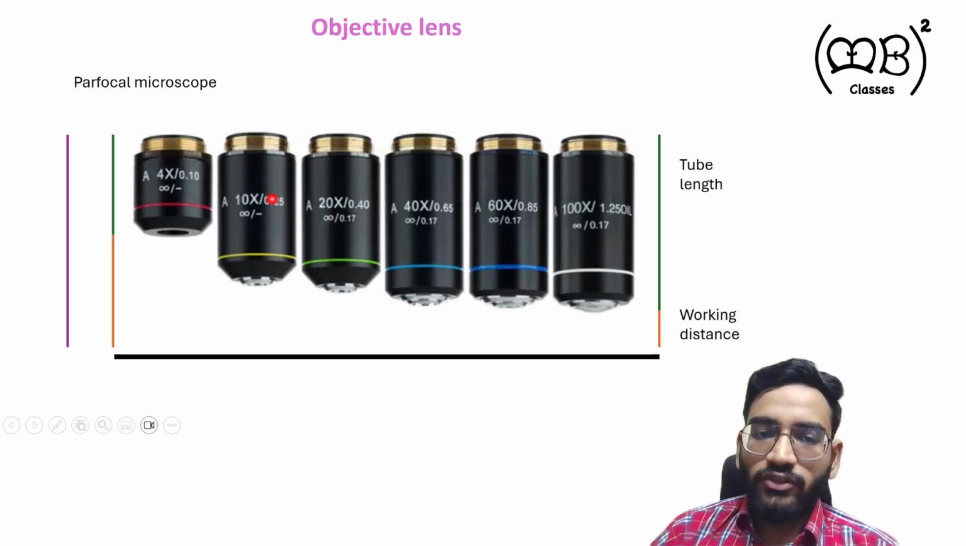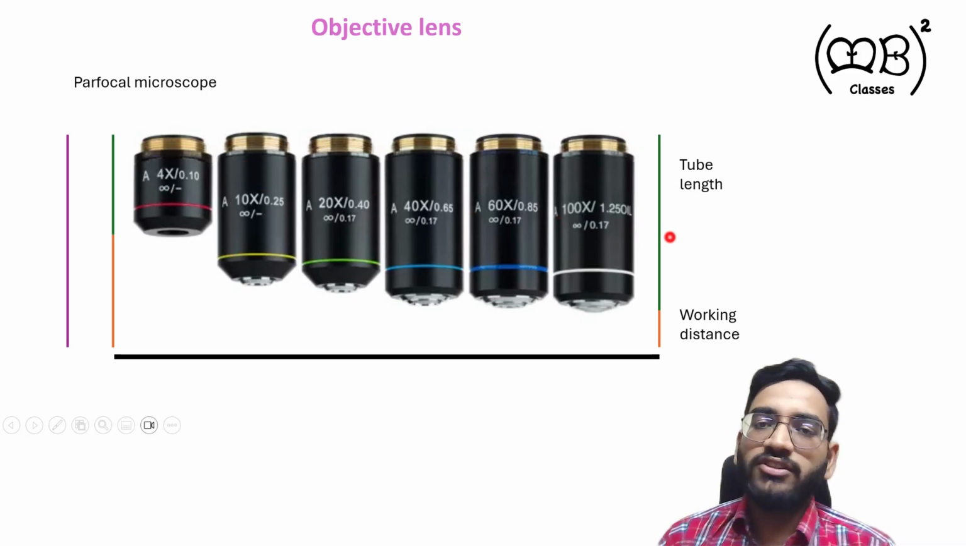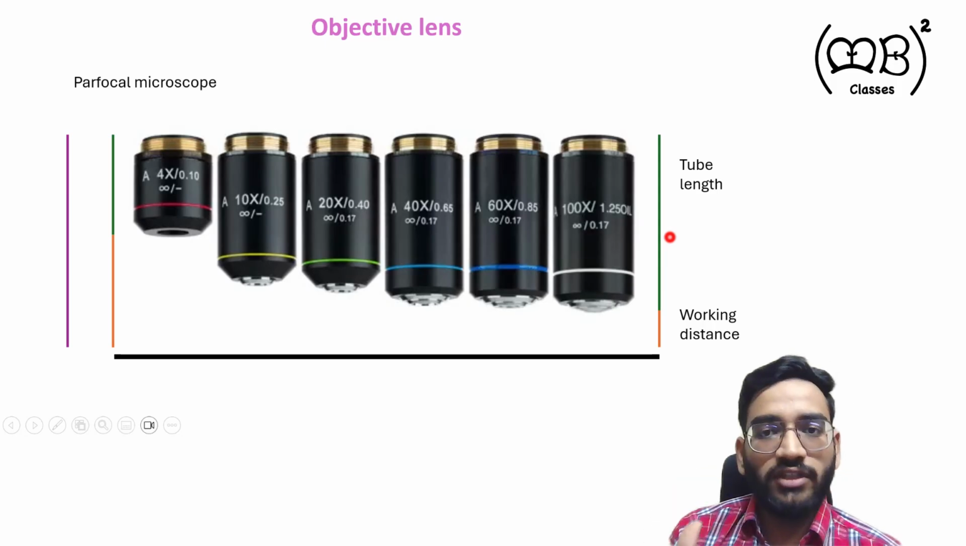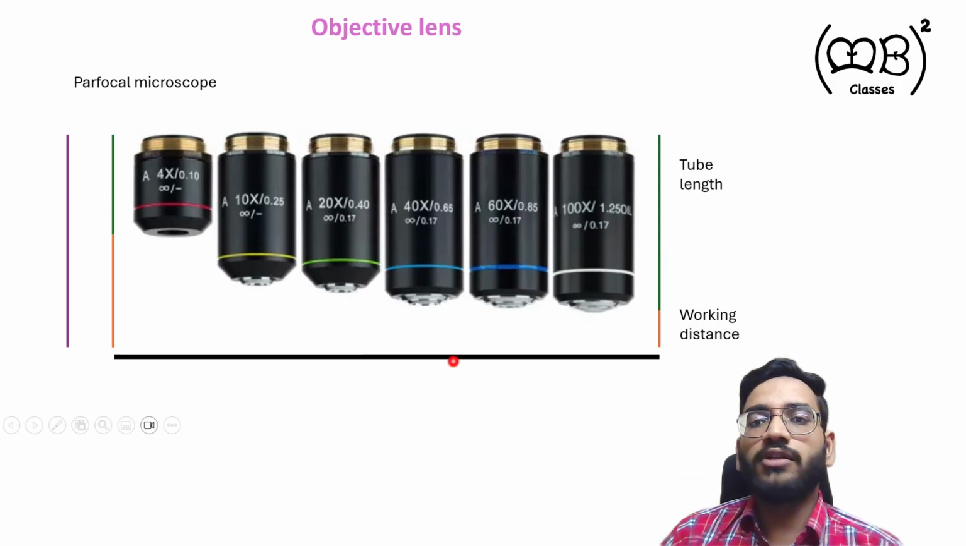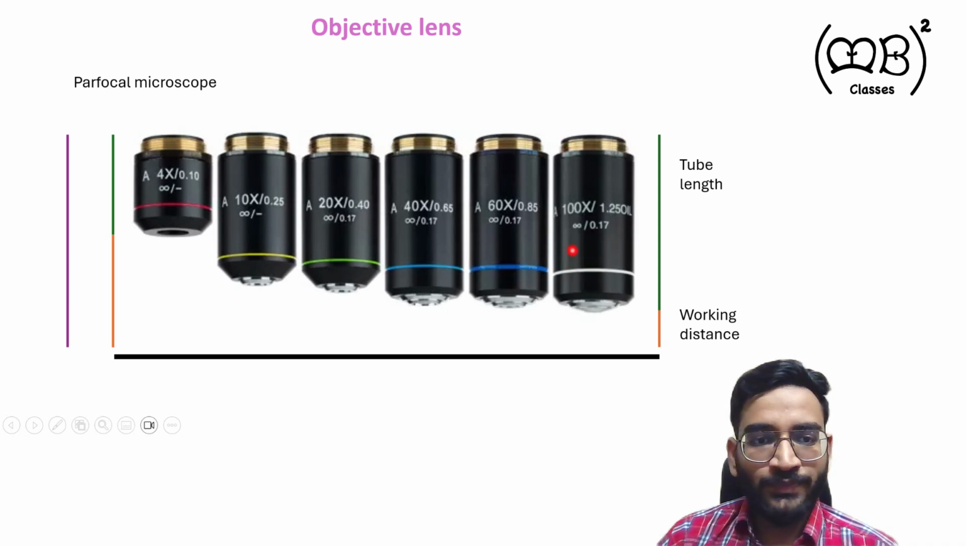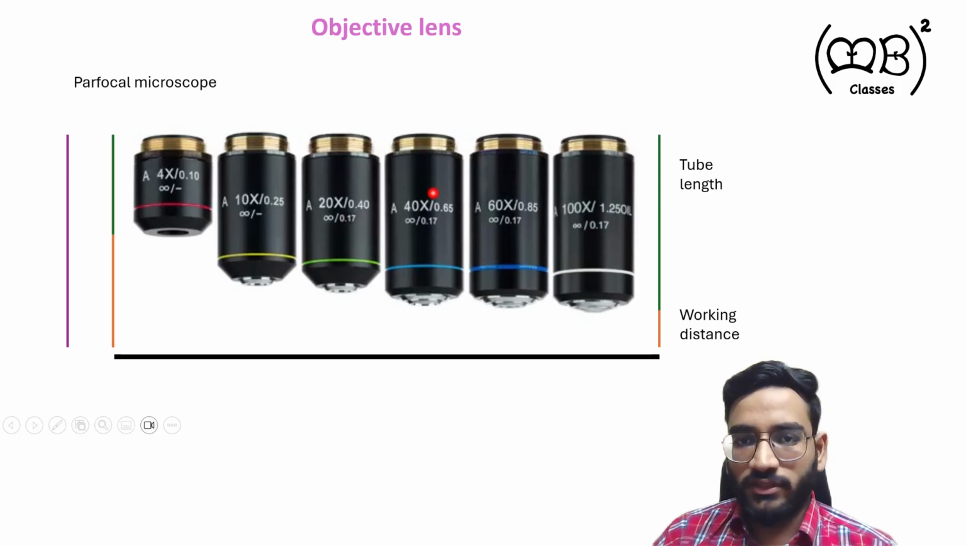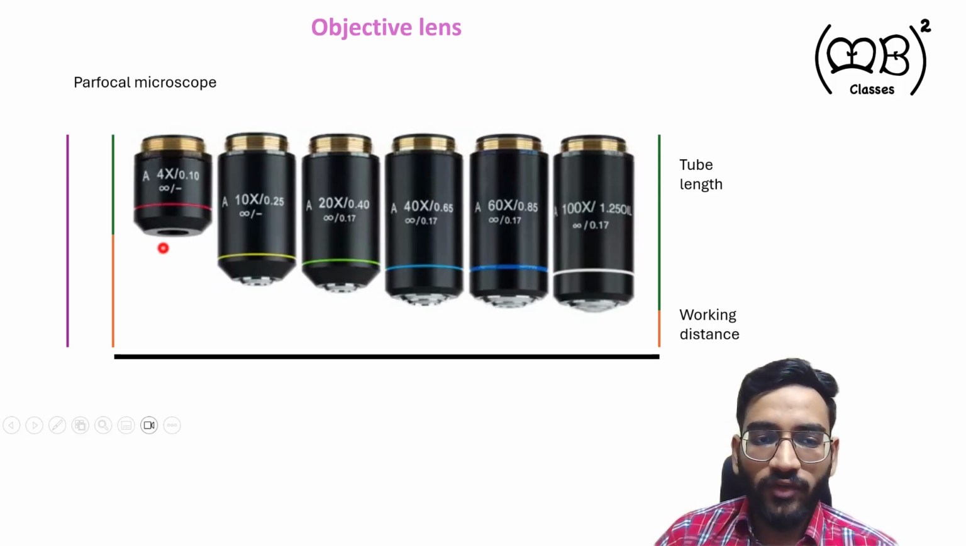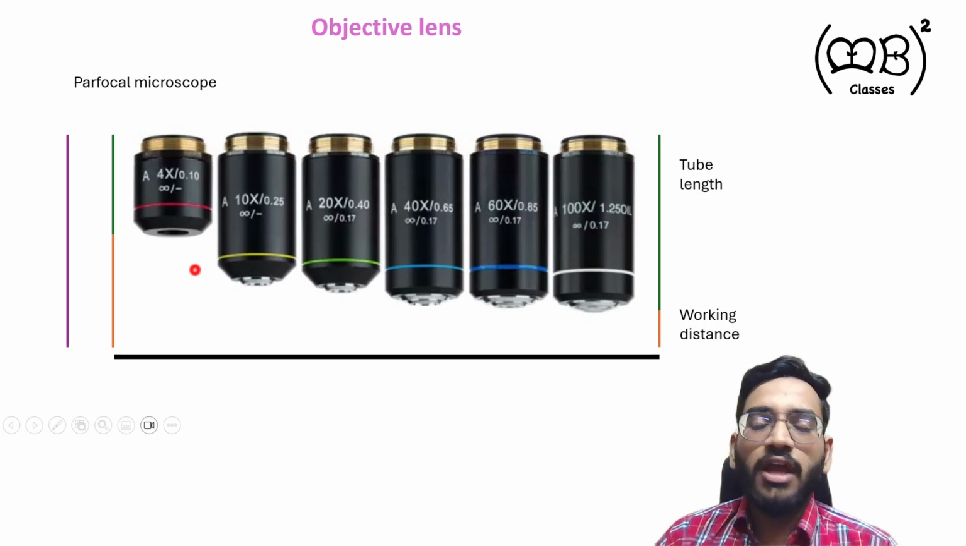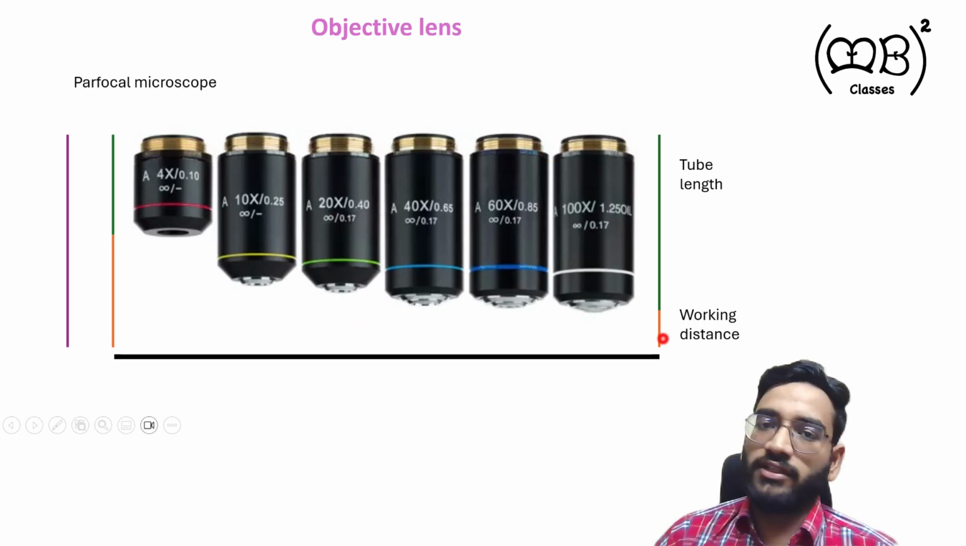Okay, so once you focus on 10x, then you don't have to focus again on 40x or 100x. You just have to change the fine focus. Fine focus has to change, but the coarse focus does not have to change. That is what parafocal microscopy is. Also, the working distance can sometimes be written on the objective lenses themselves. The numerical aperture increases with increasing power, but the working distance decreases with increasing power.